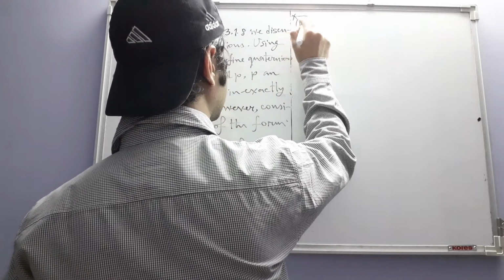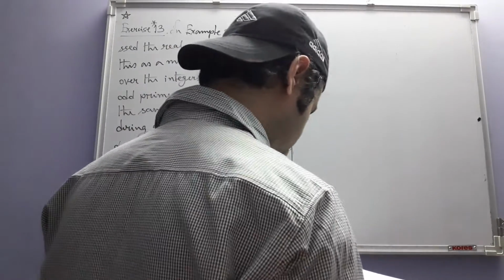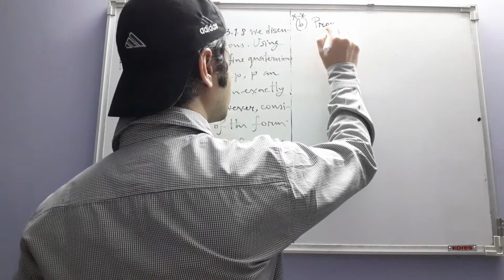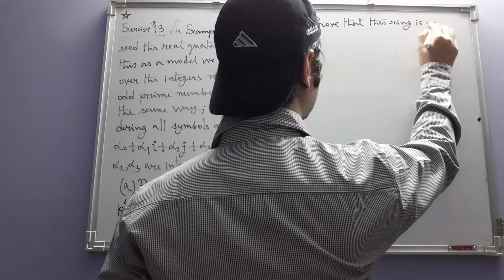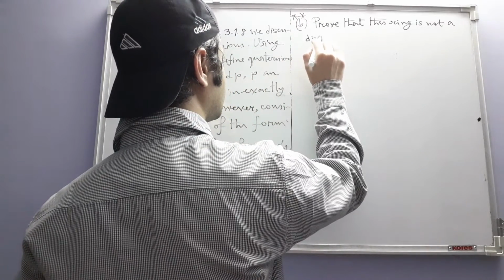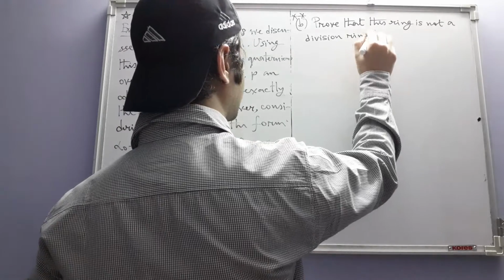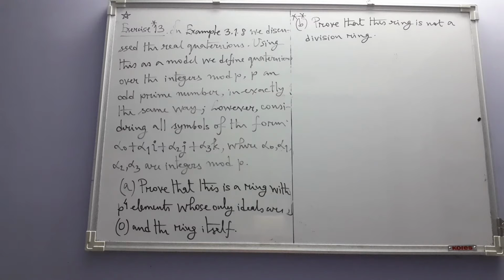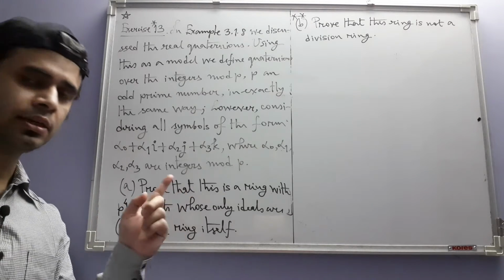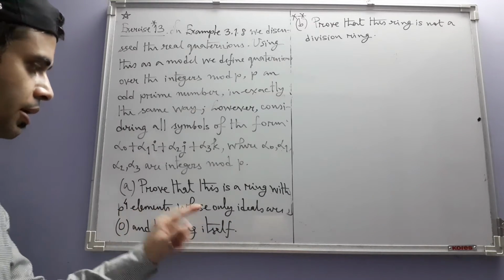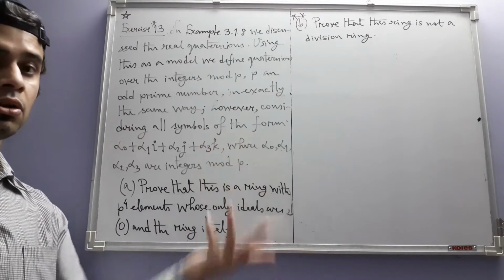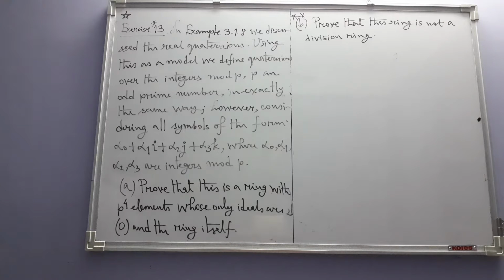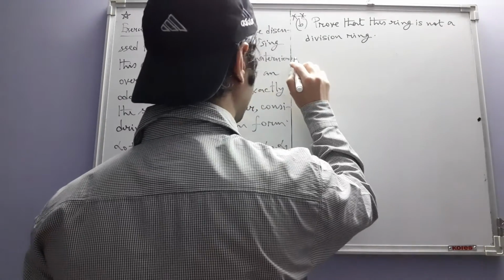Now here this one is very difficult. It has 2 stars, 2 asterisks. Prove that this ring is not a division ring. Unlike the real quaternions which form a division ring, this is not a division ring. That's what we have to show. So we have 3 things for us to show. We have to prove that the system is a ring with p to the power 4 elements, and the only ideals of this ring are the 0 ideal and the ring itself, and then we have to show that it is not a division ring. Okay, so let us go through the solution.